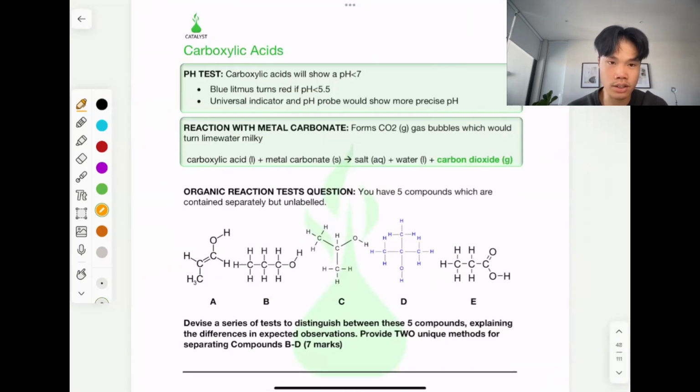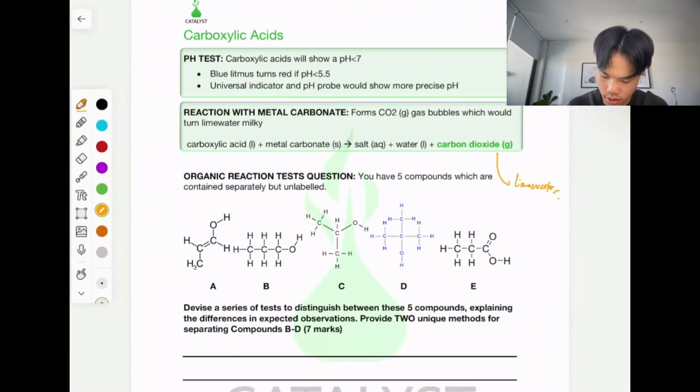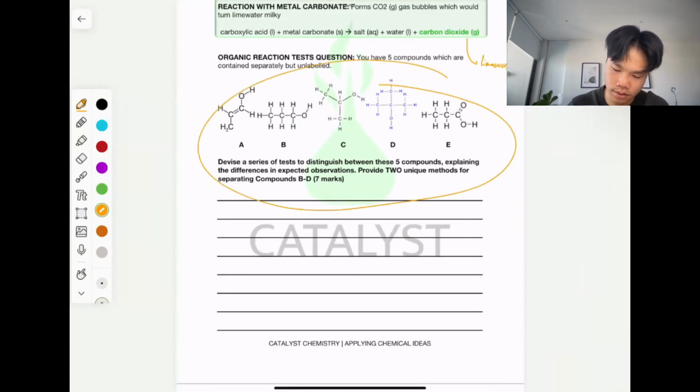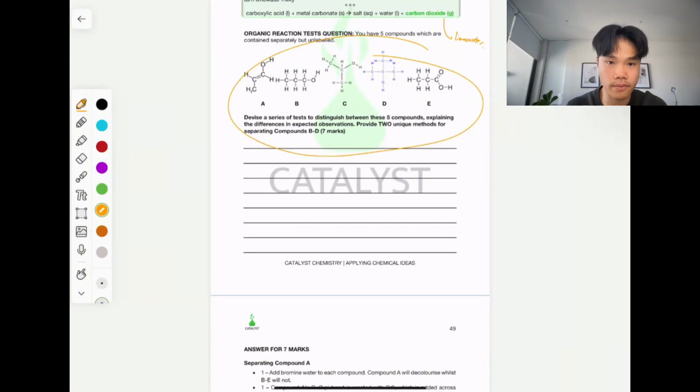Lastly, carboxylic acids. You can identify these with a pH test or with a reaction with metal carbonate to make CO2 gas, and you can confirm this with a lime water test. Okay, this question's really good. If you can do this, then you can do all of the functional group testing.